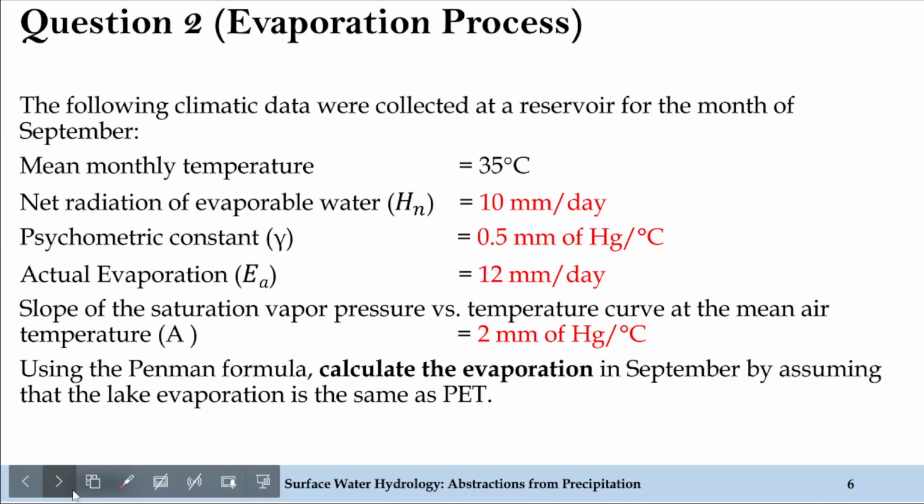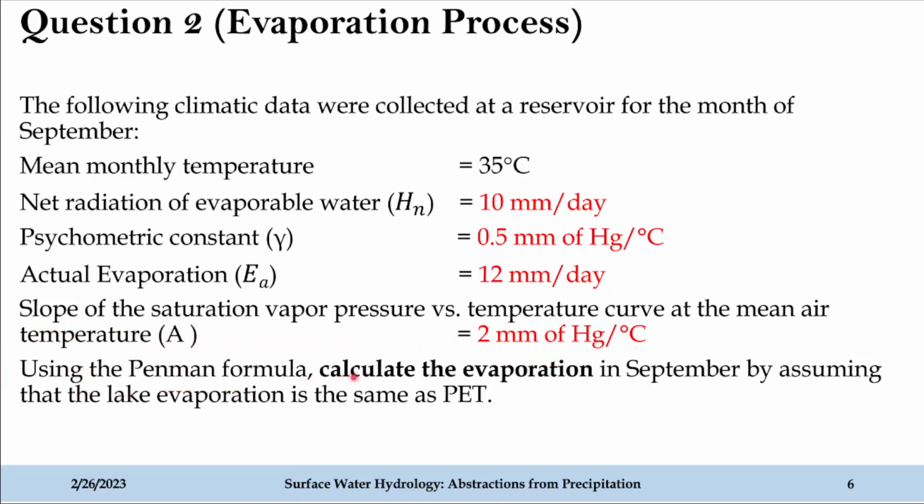Mean monthly temperature was obtained as 35 degrees Celsius. Net radiation of evaporable water, that is HN, was 10 mm per day. Psychrometric constant was obtained as 0.5 mm of mercury, Hg, per degree Celsius. Actual evaporation was obtained as 12 mm per day. The slope of the saturation vapor pressure versus temperature curve at the mean air temperature, which is indicated by A, is 2 millimeter of mercury per degree Celsius.